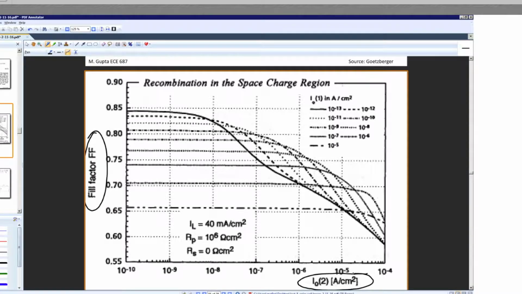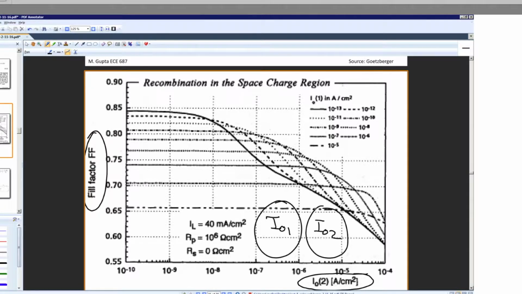It is, one is the base, and the other one is the space charge region. So we have two, we call I01 and I02. So this is more of the base type, this is more of the recombination in the space charge region. So this is the fill factor plotted as a function of I02, dark current, due to the more recombination in the space charge region, for various values of I01. Easy to simulate, and you assume something vary for different conditions. So a couple of them show you that.